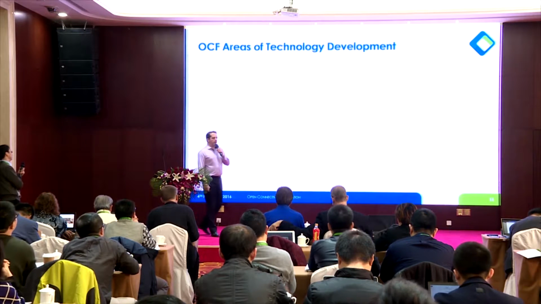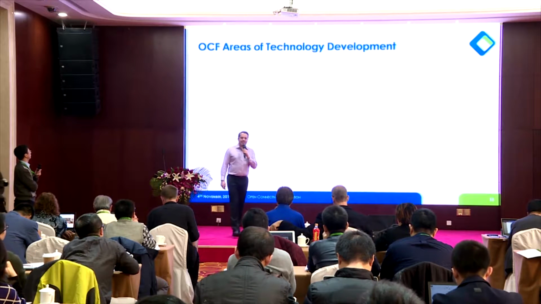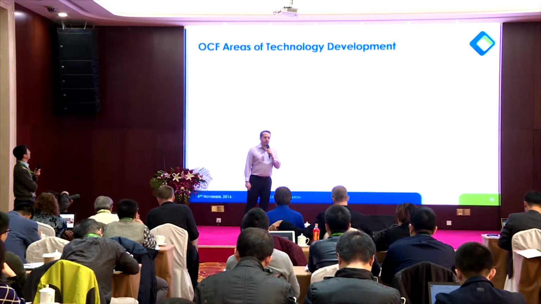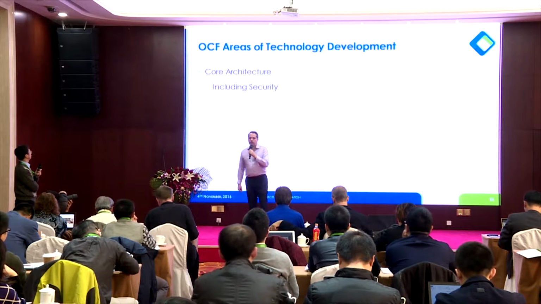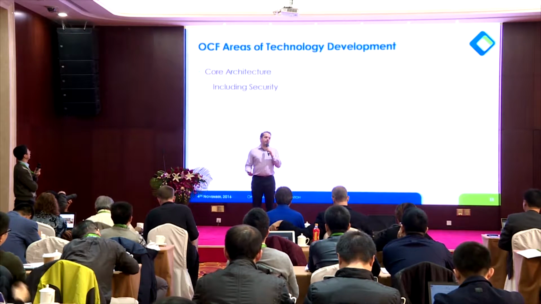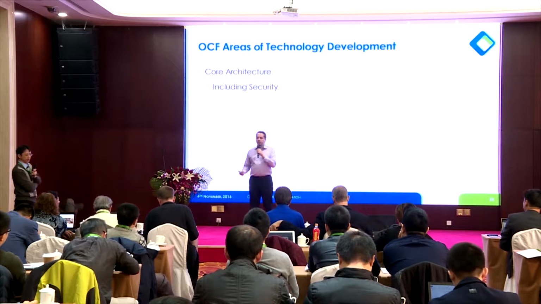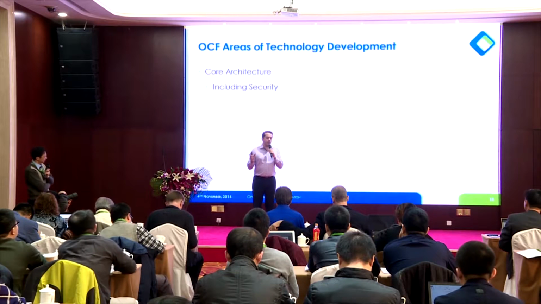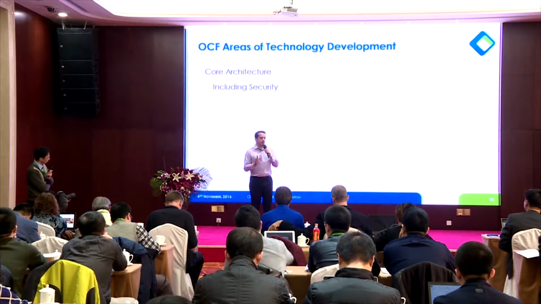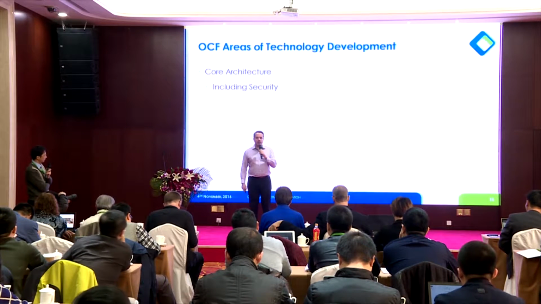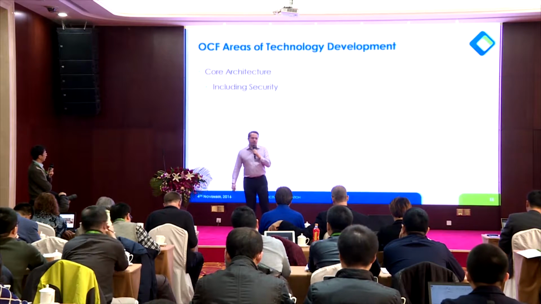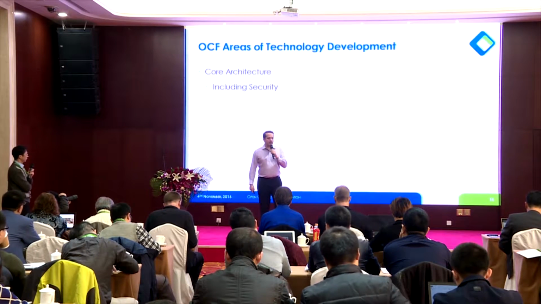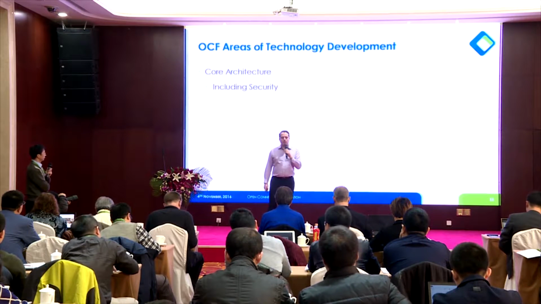So as we talk about how OCF is organized, you're going to see that there are three main areas of technology that different groups focus on. Some are focusing on the core architecture of OCF, and that includes the security aspect. We have a separate work group that is just responsible for security because it's such an important part of the Internet of Things. If you've been following the news recently about some of the latest distributed denial of service attacks, you will absolutely understand why that is.